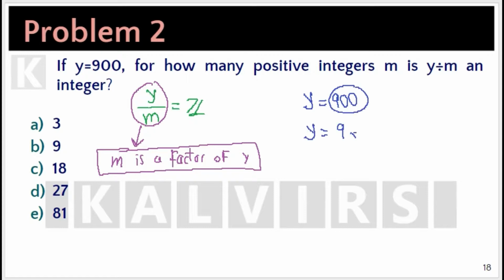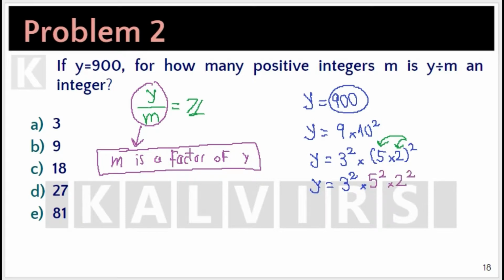Y equals 9 times 10 squared. Y equals 3 squared times 5 times 2 squared. Finally, y equals 3 squared times, the exponent can be distributed like this, so this is 5 squared times 2 squared. This is the prime factorization of y.